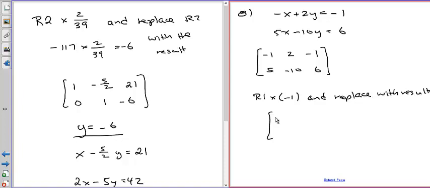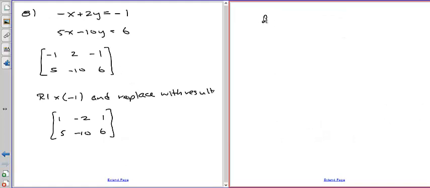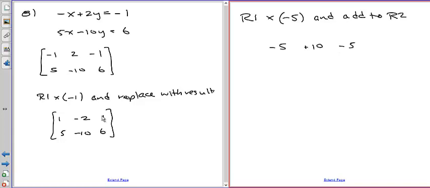So what I'll get is 1, -2, +1, 5, -10, 6. Okay, now I'm going to take row 1, multiply by -5, and add to row 2. So let's take row 1 and multiply row 1 by -5. You'll get -5 plus 10 minus 5. So that's each one of these multiplied by -5.